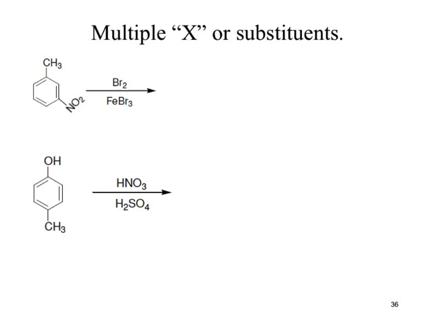So, multiple substituents. Okay? Sorry for the nitro being sideways. I just wanted it moved and didn't want to redraw it, so I copied and pasted and then rotated. Okay. Where would we expect the bromine to go in the first reaction? Ortho to the CH3.